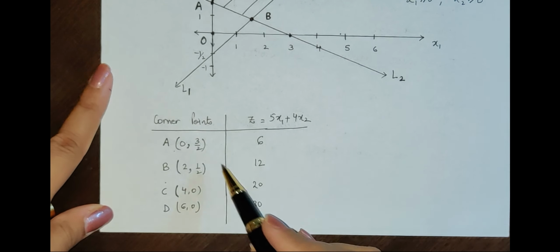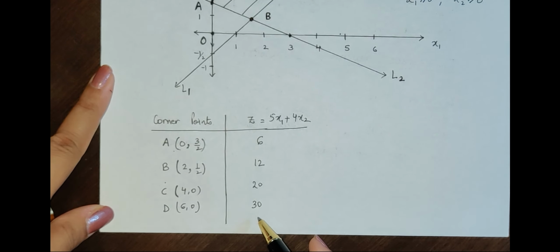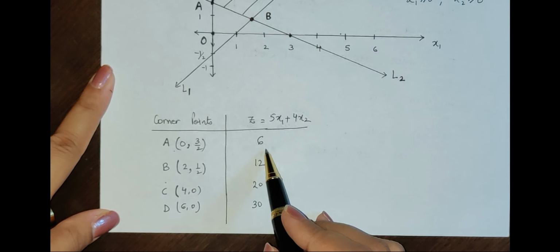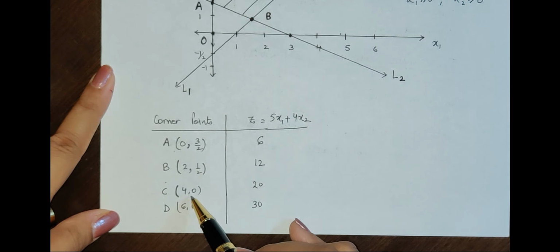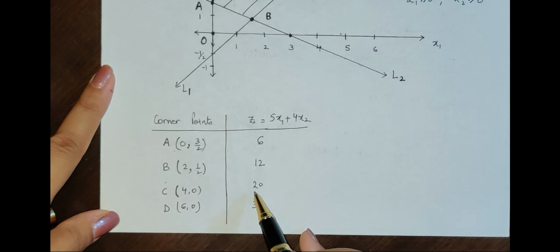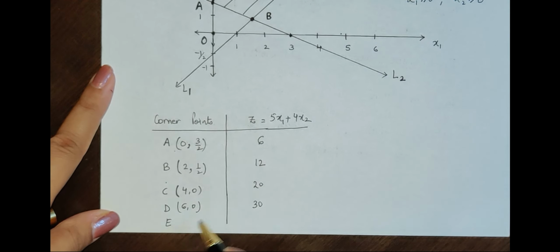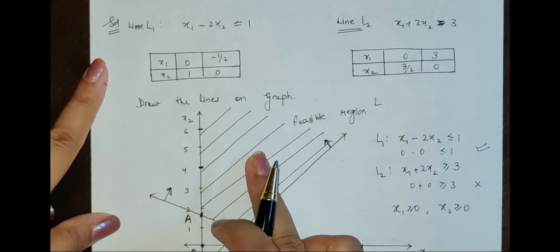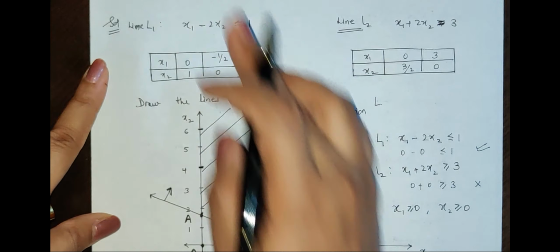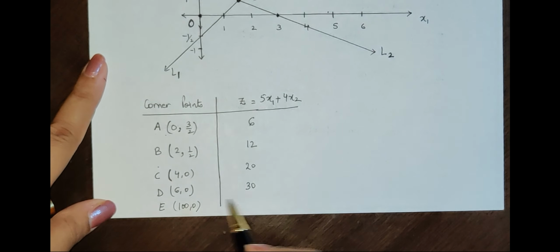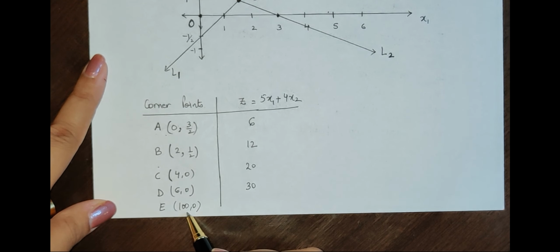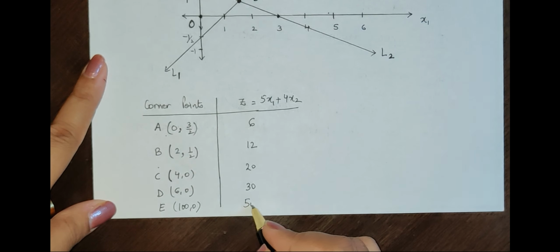So now after solving we got these values. Definitely I can see for A and B we are getting 6 and 12, and once C and D come into the picture, for C it is coming out to be 20, for D it is coming out to be 30, and the problem was a maximization problem. So I can also take one more value E, say (100, 0), because my feasible region was unbounded. This is keeping on increasing. Now the value corresponding to E is coming out to be 500.